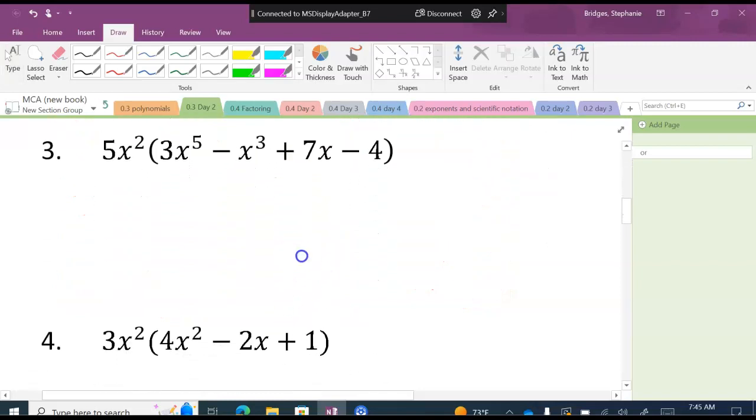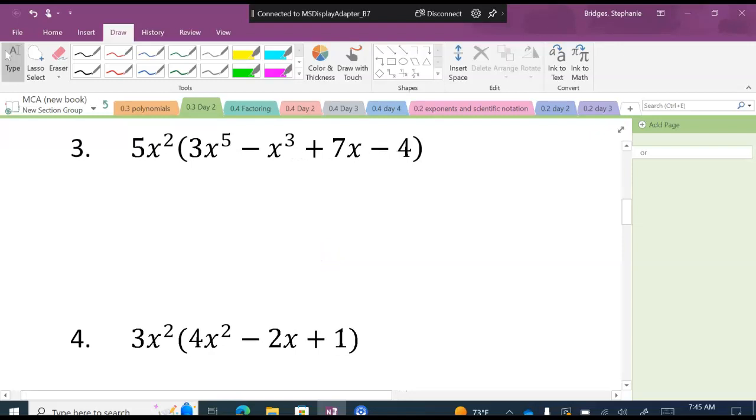All right, go ahead and try both of these. Sometimes you just have one term that you're going to multiply by multiple terms. You just distribute it. And then if you end up having any like terms, you're going to combine those. And then we are going to write it in standard form. So to start with number 3, just make sure you distribute that 5x squared to every term in the parentheses.